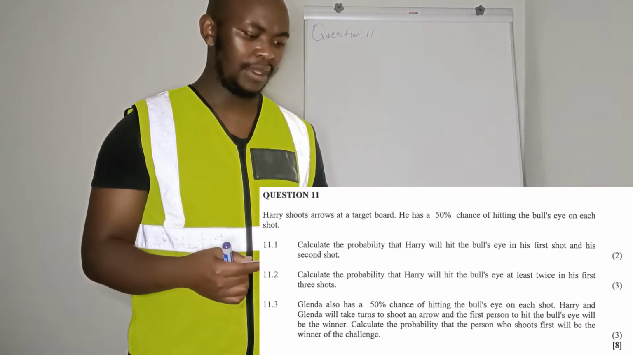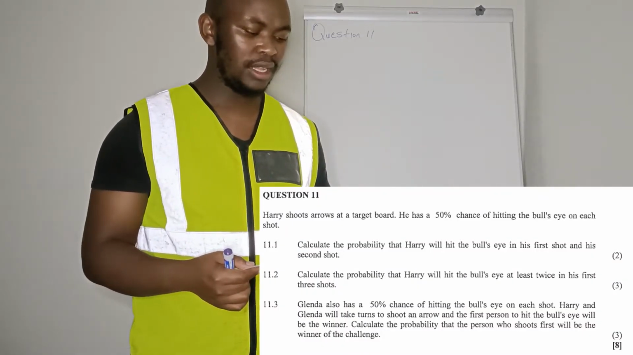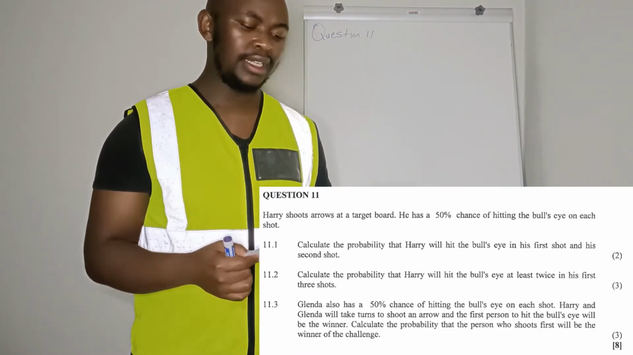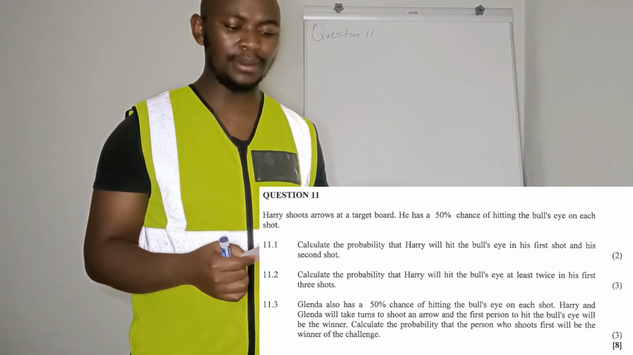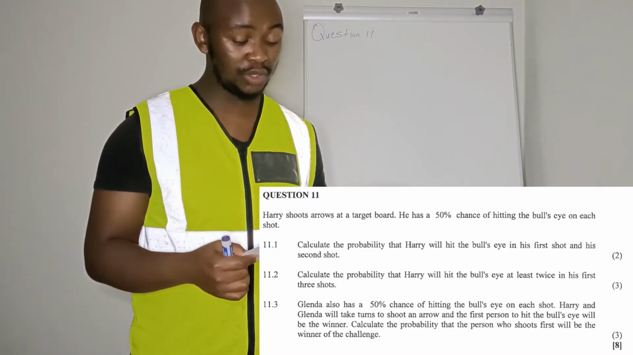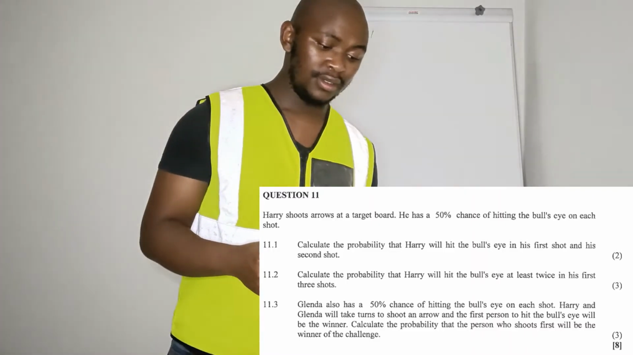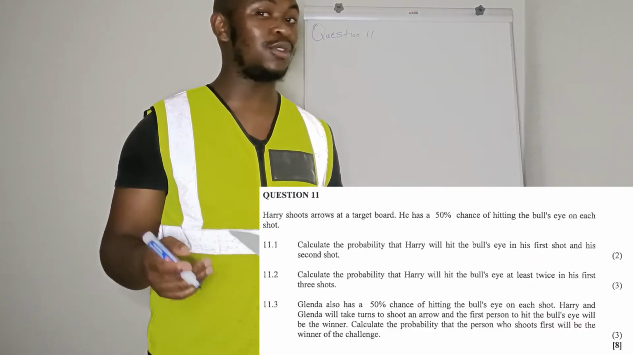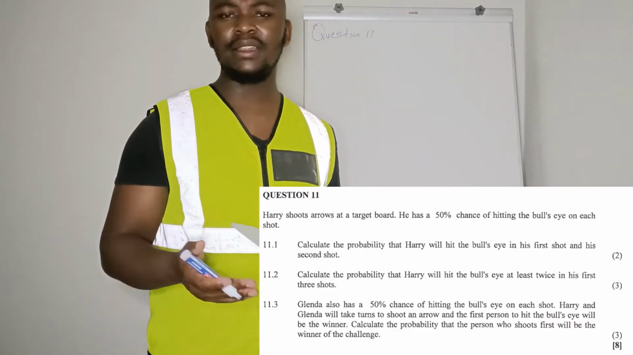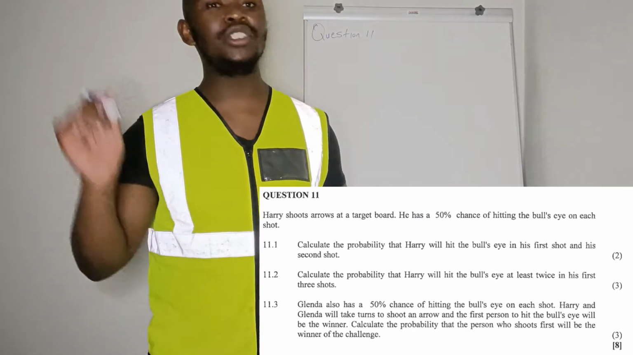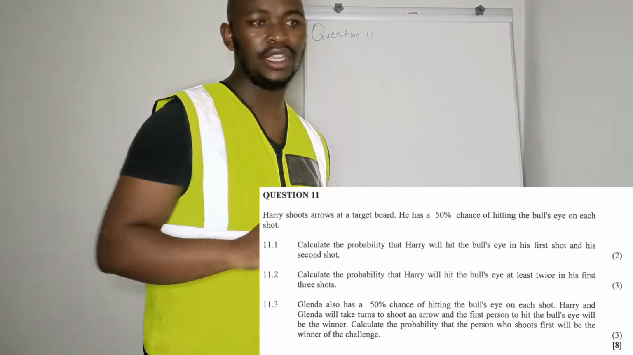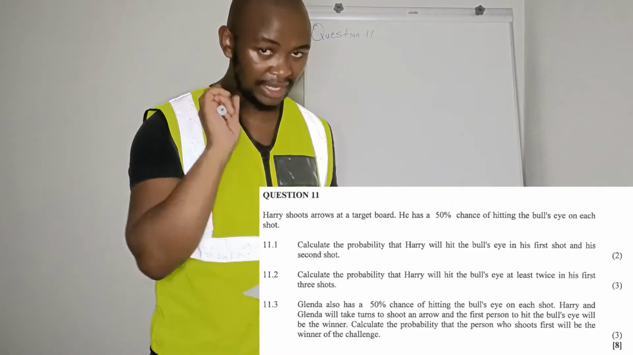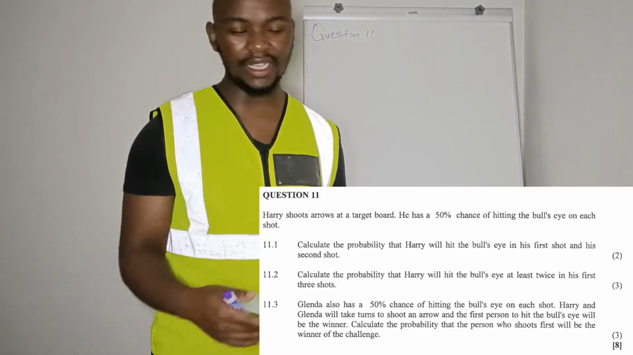Like I said, the statement reads as follows. Harry shoots arrows at a target board. He has a 50% chance of hitting the bull's eye on each shot. Okay, so he's shooting at a target board. Some of us may not even know what a bull's eye is, but is that the point of the question? No. So he's shooting, 50% chance of hitting the bull's eye. We can simply shrink that to event B, so bull's eye.